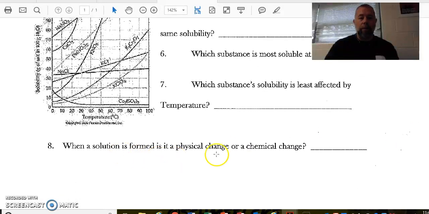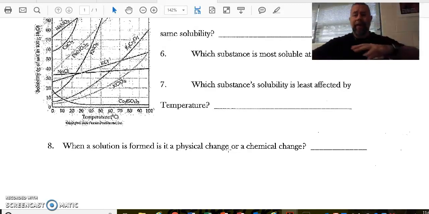When a solution is formed, is it a physical change or a chemical change? It is a physical change. Anytime we talk about mixtures, our solutions, we're talking about a physical change. Remember, I told you guys about how we could take the salt, take the water, and dissolve the salt into the water. And then if I heat it up, let it evaporate, I'm going to be left with the salt. So it didn't change. If it was a chemical change, I'd be left with something else.